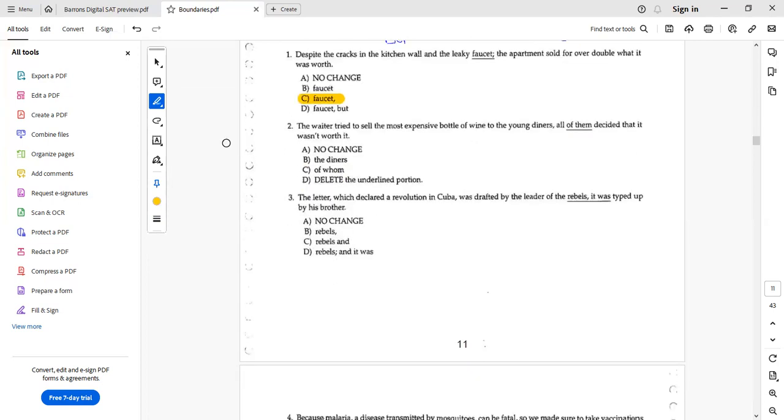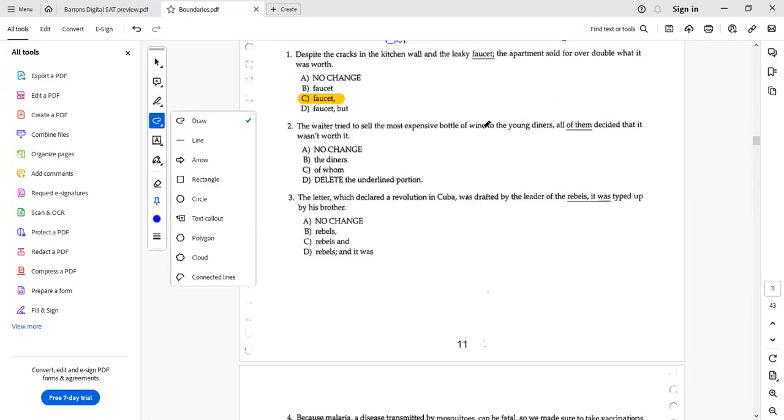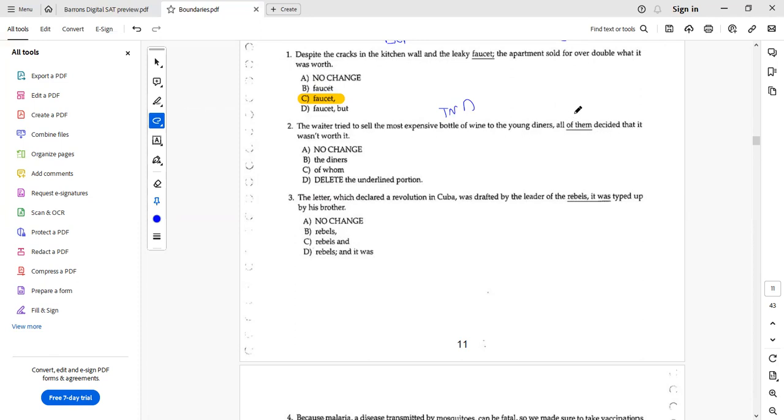Number 2. He said the waiter tried to sell the most expensive bottle of wine to the young diners. Independent. All of them decided that it wasn't worth it. Okay, here we have independent and we have dependent. But the problem here is between these two, so we have to change all of this, because here the comma is right. So we have to change all of this to be dependent.